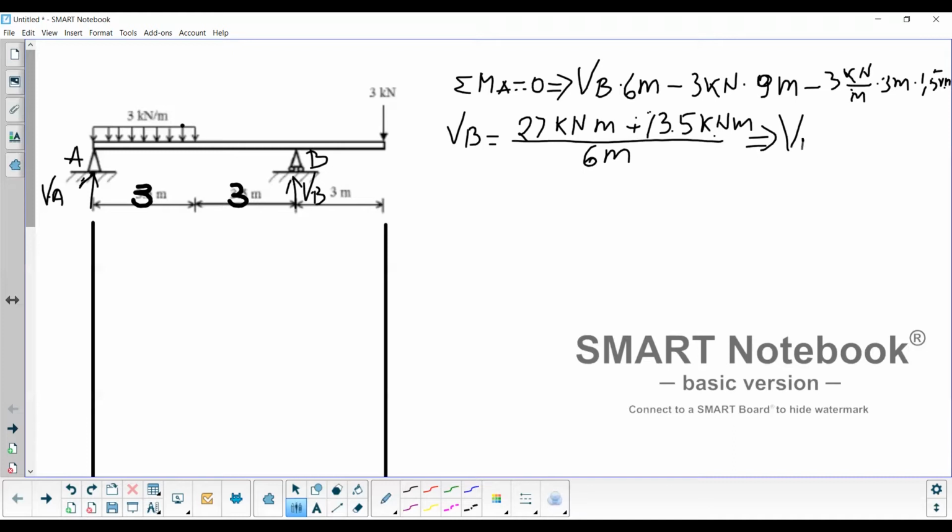And once you calculate all that, you get VB equals to 6.75 kilonewtons. All right, now let's go ahead and do sum of moments in point B.